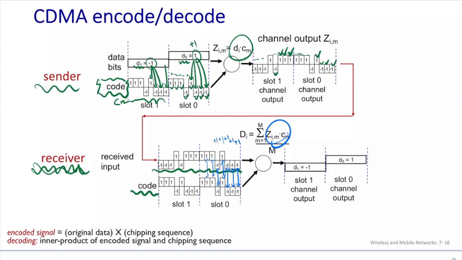So just keep calculating, and you sum up these values, that is 8. And of course, you have to divide this by the number of digits of the code you use. So the answer is plus 1. So the first bit you sent is plus 1.